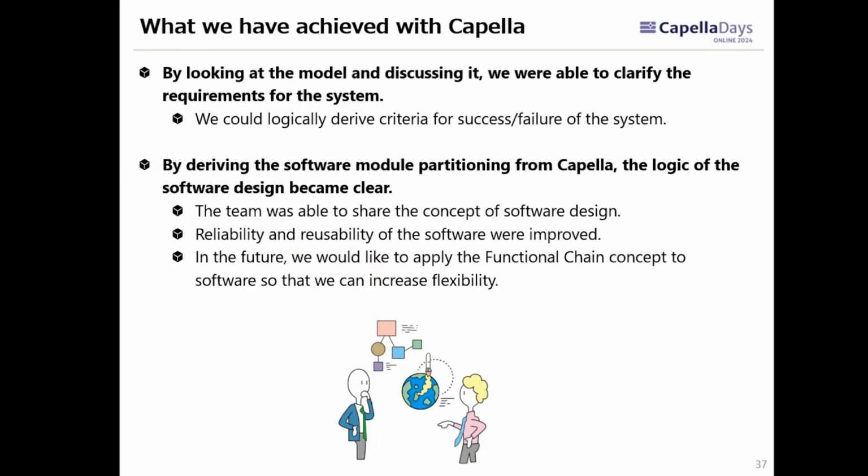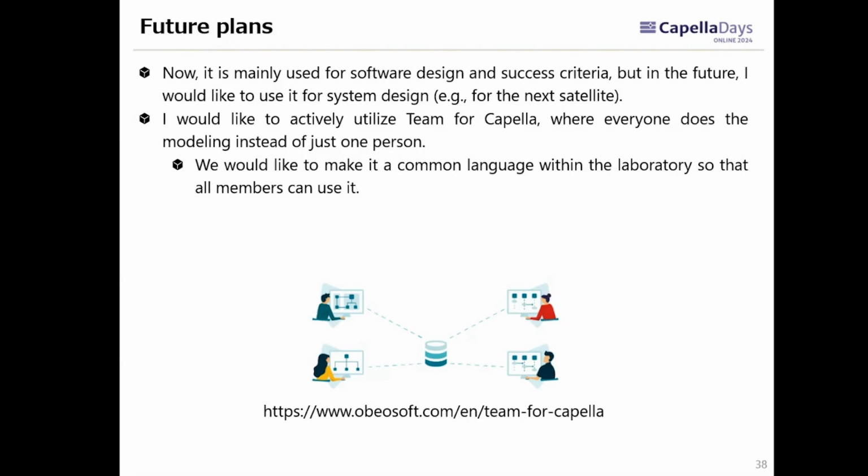And in the future, this is just a concept for now, but we would like to apply the functional chain concept to software or macro command so that we can increase flexibility. And as future plans, now it is mainly used for software design and success criteria design. But in the future, I would like to use it for system design. So, for example, whole system design, which means our next satellite.